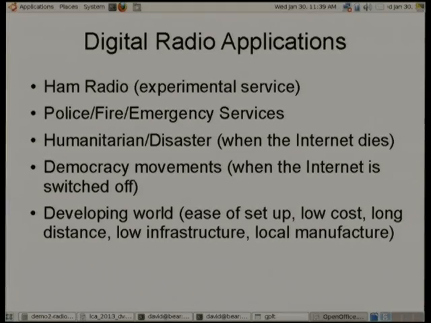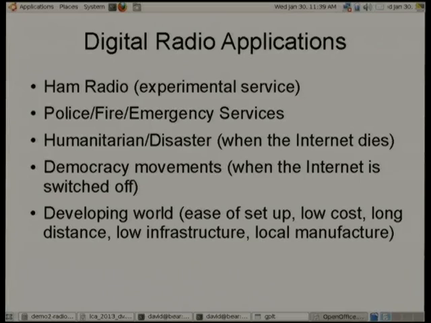Another big need for this technology is humanitarian and disaster. When the internet dies, this sort of thing still works. You can still get your message through. One interesting application is democracy movements, when the internet is actually switched off by someone. You may not have control over it. In that case, you can use this technology to reach out a couple of 100 kilometres, perhaps to a place where the internet is switched on. Use it to bridge that last 100 miles.